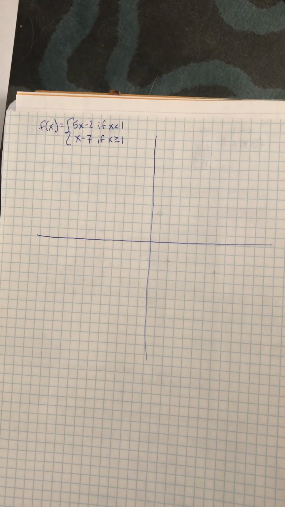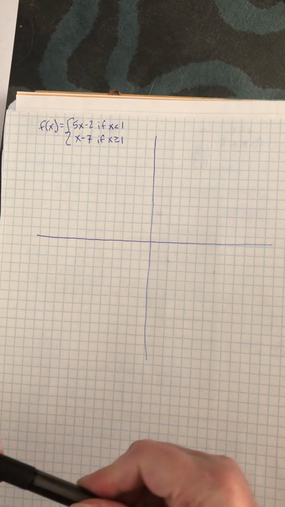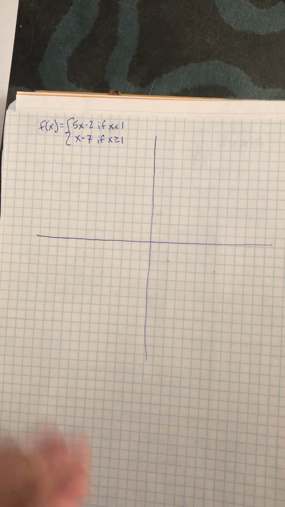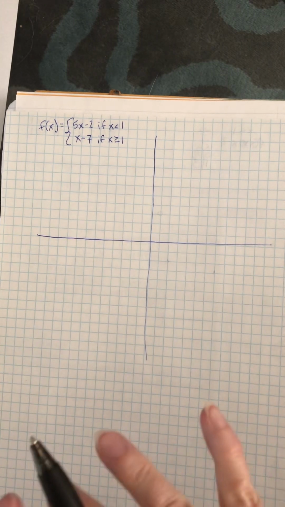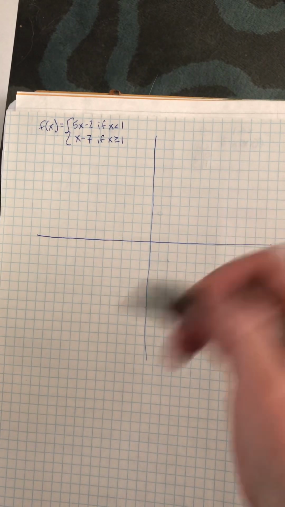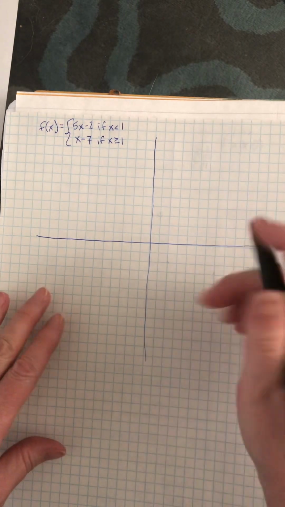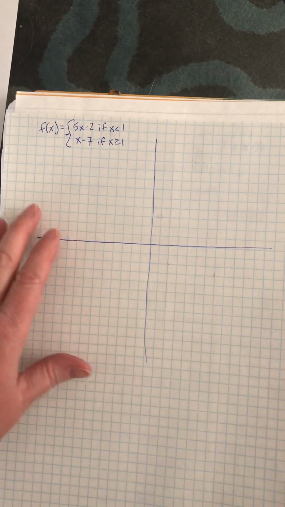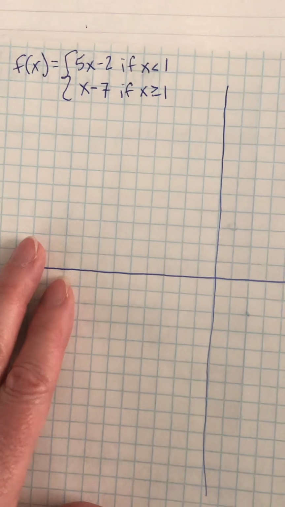Okay, so this is piecewise functions where you have pieces of lines that you're going to graph. You can choose to graph it all the way in pencil and then erase what you don't want for the final product, or you can just go from where you need to go. I'm going to zoom in here for those equations.